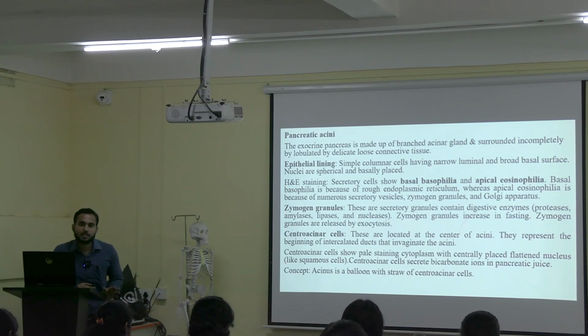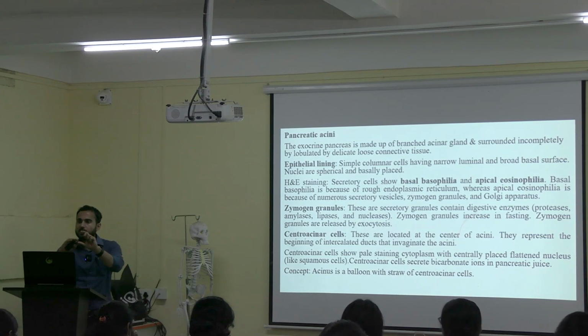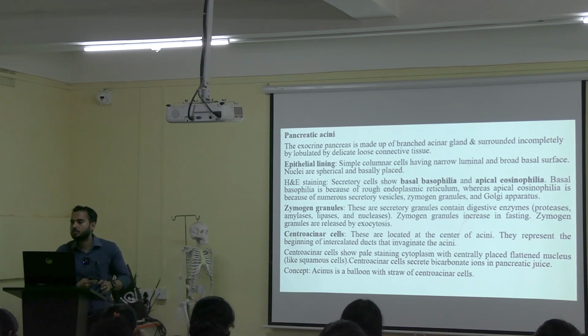So what is the meaning? That means if you see the cell, the basal part will appear dark, or you can say blue or purple in color, and the upper part, the apical part, will appear pink or red in color, mainly pink. Okay, this is the appearance.